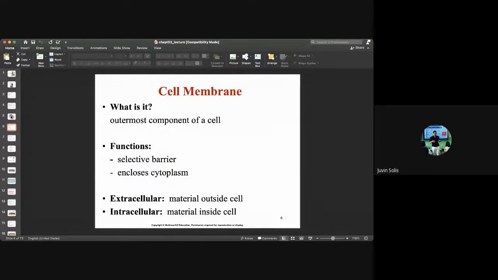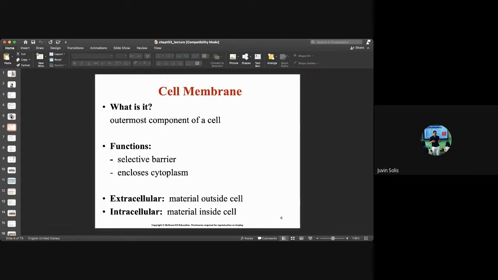So let's go here. Let's talk about your cell membrane. Don't be confused if narinig nyo yung cell membrane. It is also the same as your plasma membrane, and it is the outermost component of the cell. Kumbaga sa isang buong human being, ito yung ating skin. Ito yung outermost part ng ating katawan. Sa cell, ito ay tinatawag natin na cell membrane.